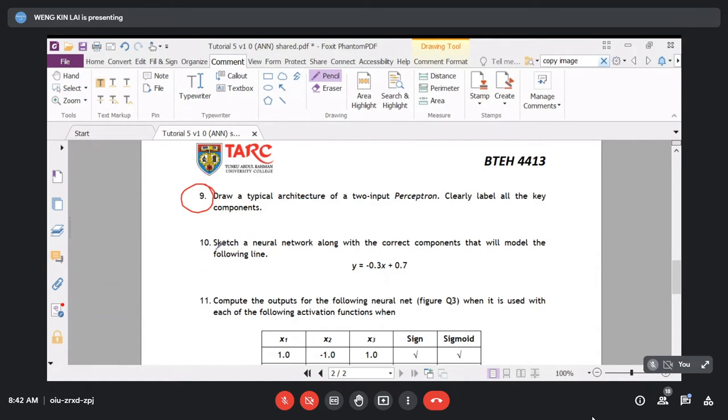Now, question number 10, I want to go through this. Again, I will maybe invite some of you to look at it. What do you see here? What type of equation is this? Is this a linear equation, or is this a non-linear equation?